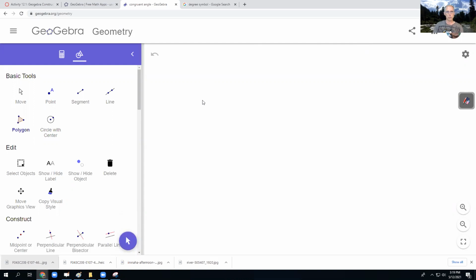So let's just make some triangle and just kind of arbitrarily throw some points down here. And I want to end up with three different lengths. All right, those each look like they're different lengths. Now I want to reproduce that.